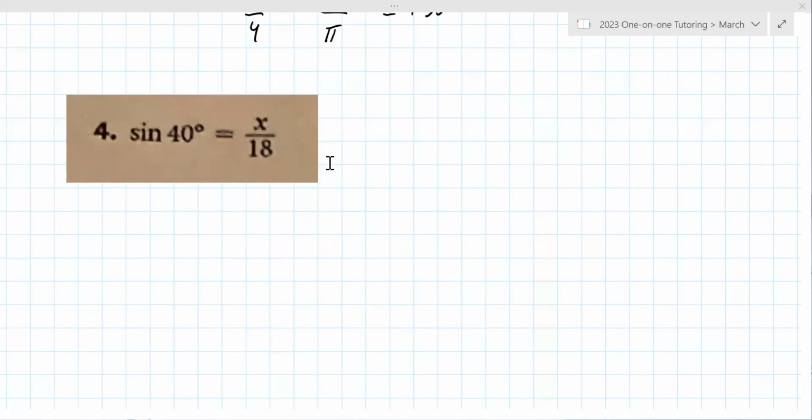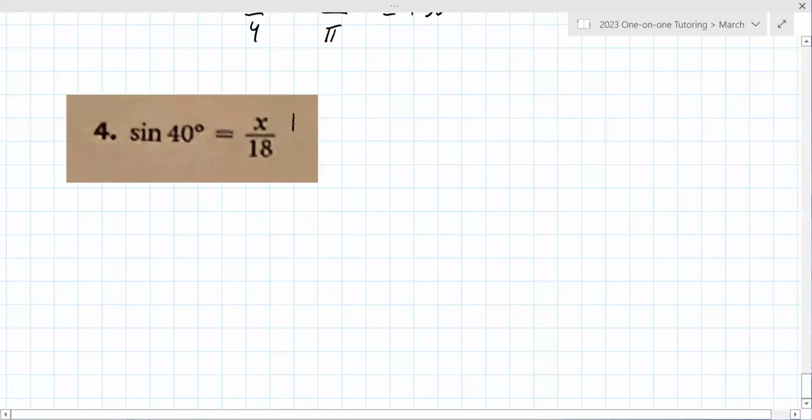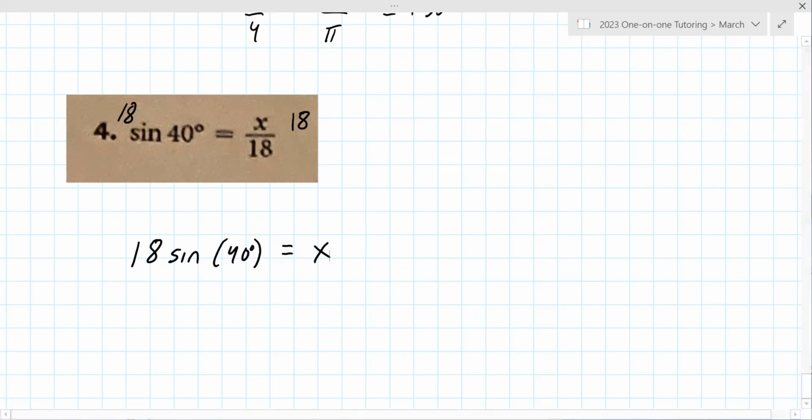I guess the fact that it's getting divided by 18. So we undo that with multiplication by 18 on both sides of the equation. So then that would be 18 sine of 40 degrees equals x. So I want you to go to your calculator and very carefully type in 18 sine, parentheses, 40, close parentheses.